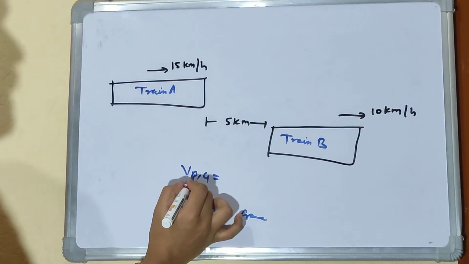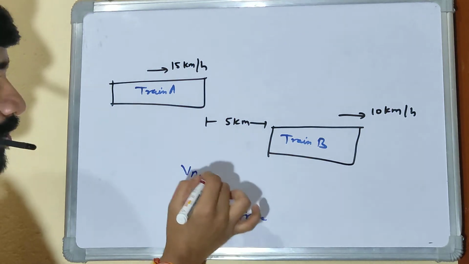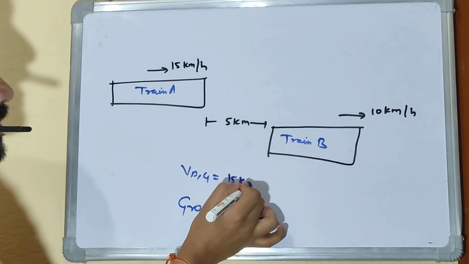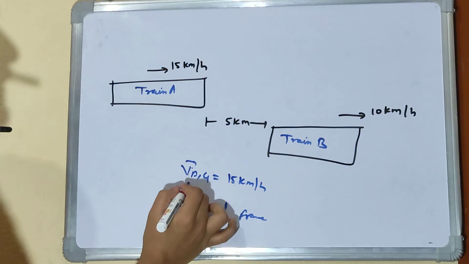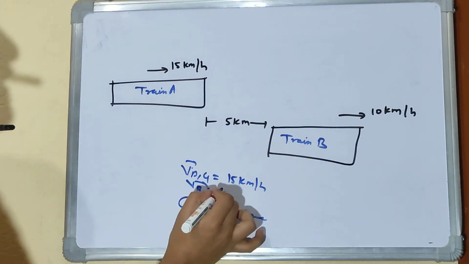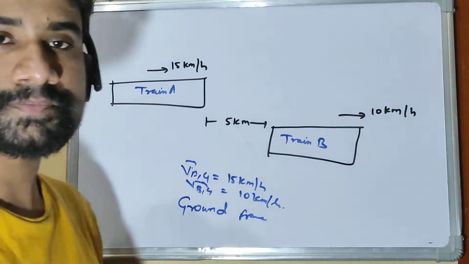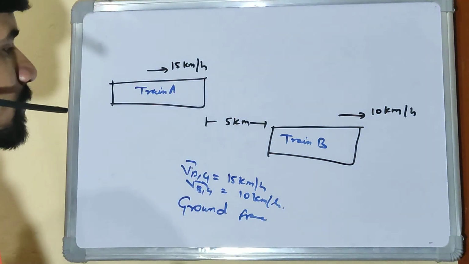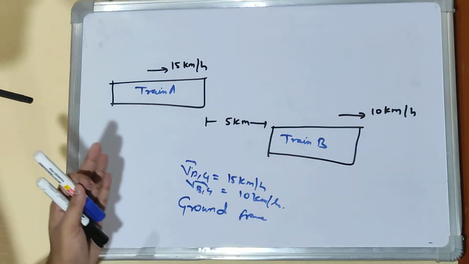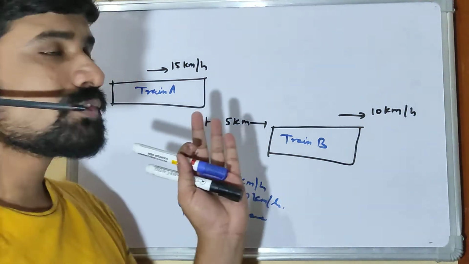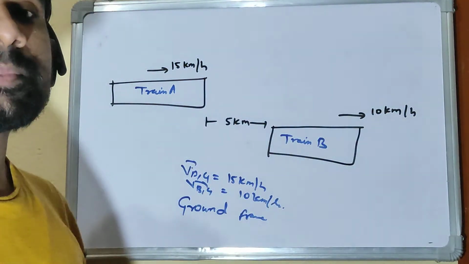I have written V_AG, velocity of A with respect to ground, so this is 15 kilometer per hour, and velocity of B with respect to ground is 10 kilometer per hour, right? Now we need to find what is the velocity of train A with respect to train B, right?